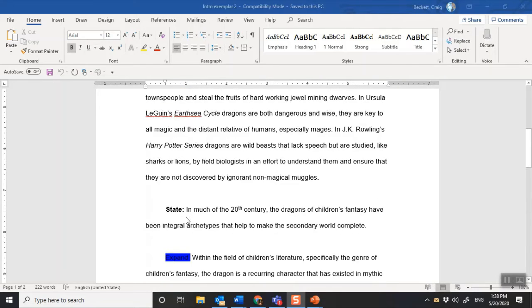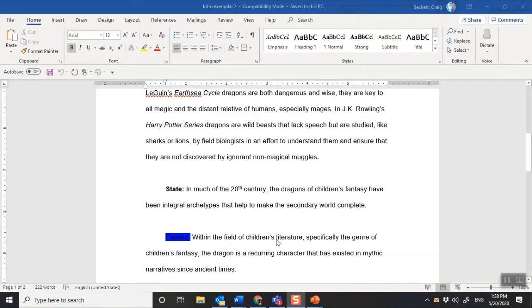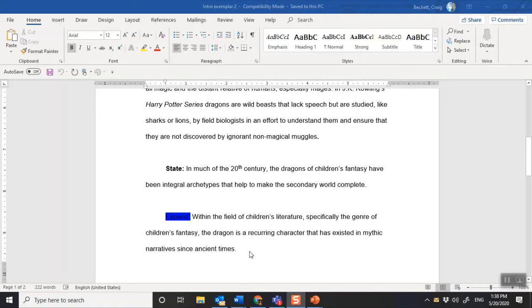And then state, which here would be the thesis. In much of the 20th century, the dragons of children's fantasy have been integral archetypes that help make the secondary world complete. And expand. Within the field of children's literature, specifically the genre of children's fantasy, the dragon is a recurring character that has existed in mythic narratives since ancient times.